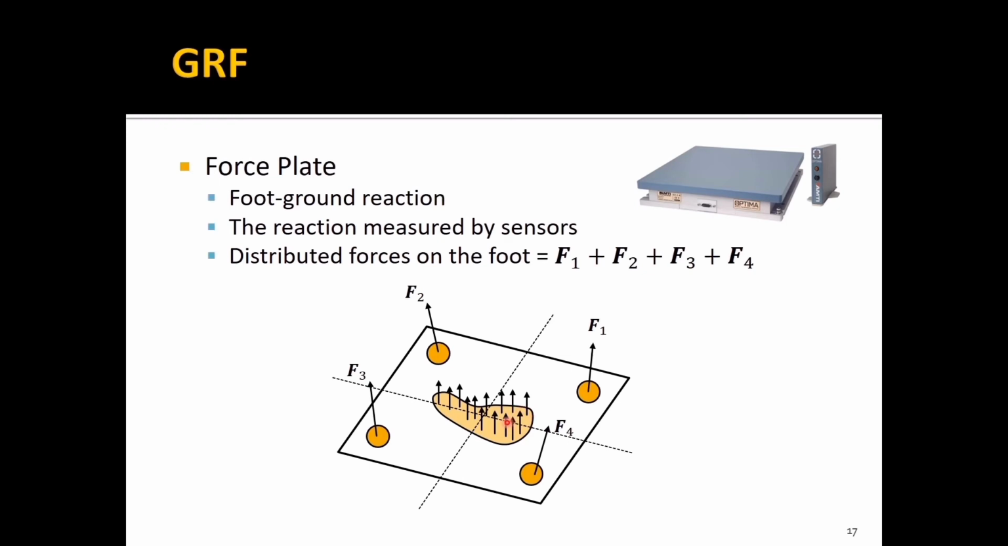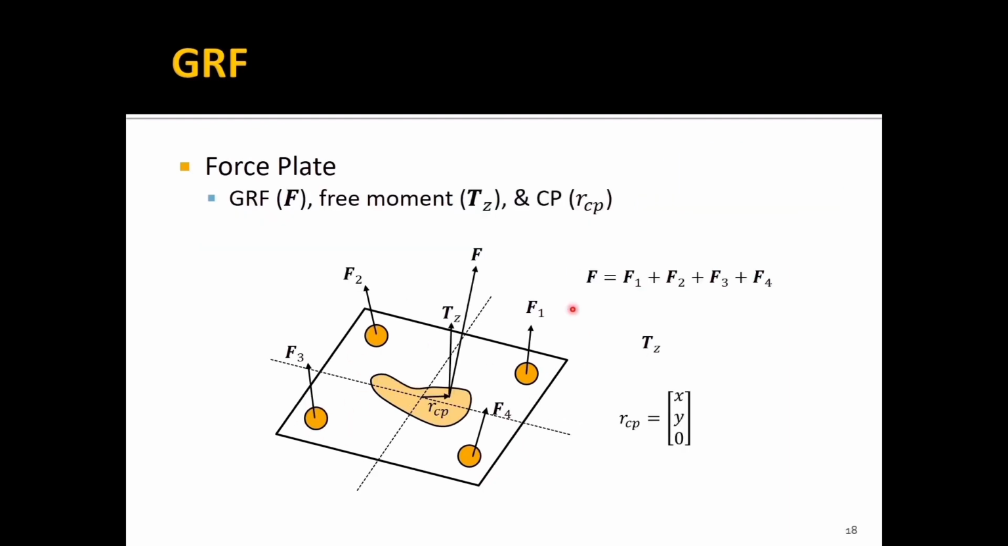And there are 4 sensors in the force plate, one at each corner, right here. And then the foot-ground reaction can be quantified by these 4 sensors. So these distributed forces throughout the foot obtained from the foot-ground reaction are equal to the sum of all forces coming from these 4 sensors. Then the sum of the forces from the 4 sensors generates a single ground reaction force and free torque about the vertical axis, and center of pressure can also be measured.